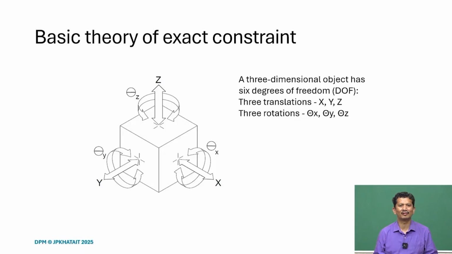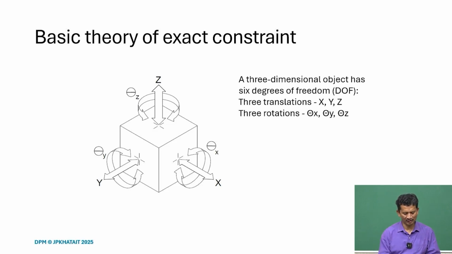Hello everyone, welcome back. So, we are talking about design rule number 3, where we are talking about exact constraint design. What we are trying to say is, never over constrain, do not start the fight, just concentrate on exact constraint design and we will have a very good design. So, first we will try to understand what is exact constraint.